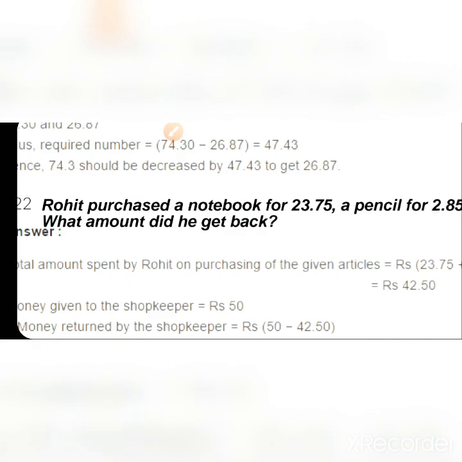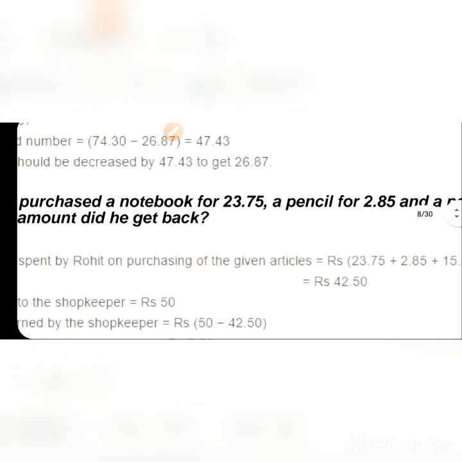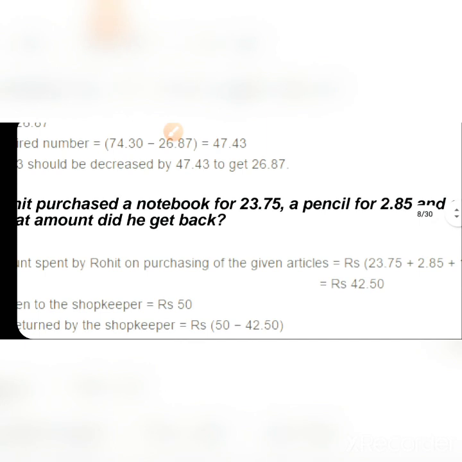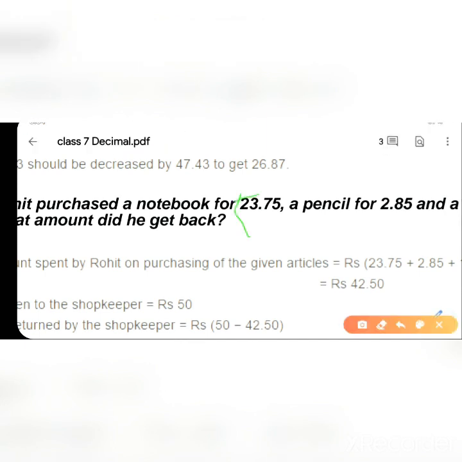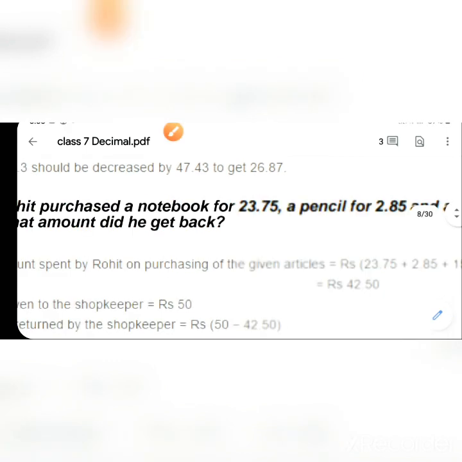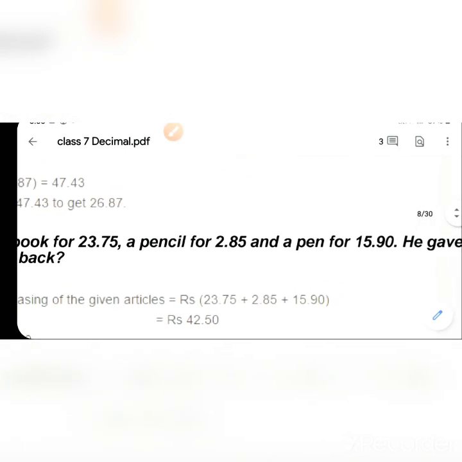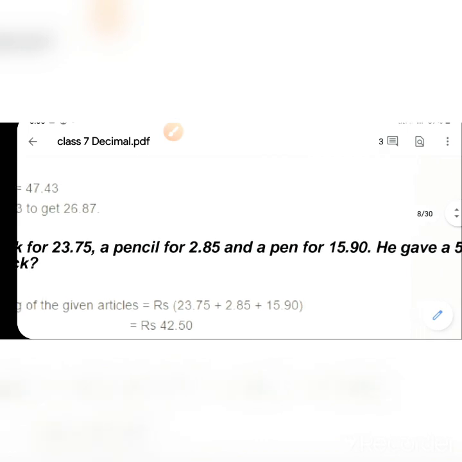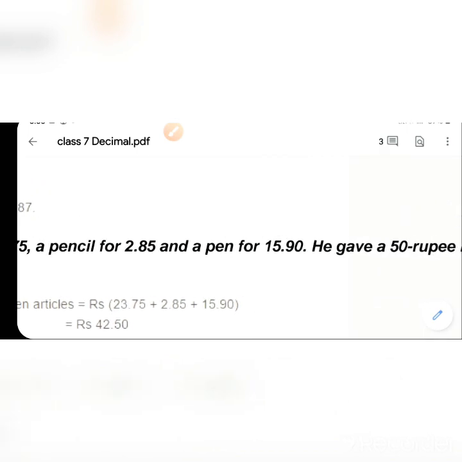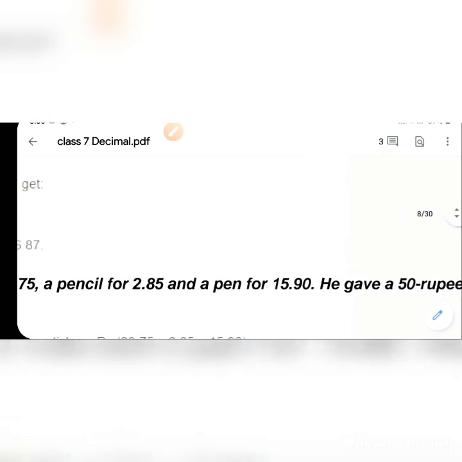Rohit purchased a notebook for rupees 23.75, you can add your rupees symbol. A pencil for rupees 2.85, here also you can write rupees. You are smart enough to add it yourself. And a pen for rupees 15.90. Again you need to add rupees here.